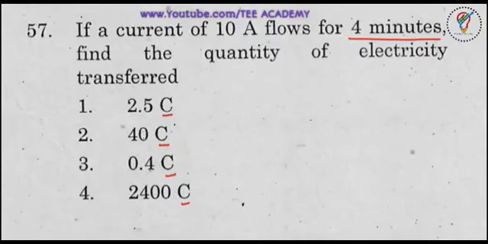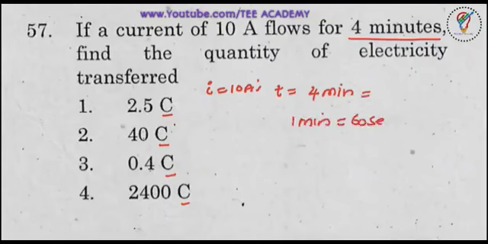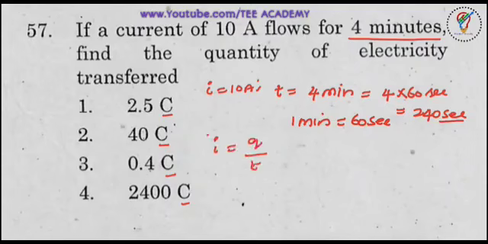Now here the current is given. Current I is given as 10 amperes, and the time T given is 4 minutes. We know 1 minute is equal to 60 seconds, so I can write 4 into 60 seconds, which is 240 seconds. Now we need to find the charge. The basic formula is I is equal to Q by T. This is the formula you need to remember.